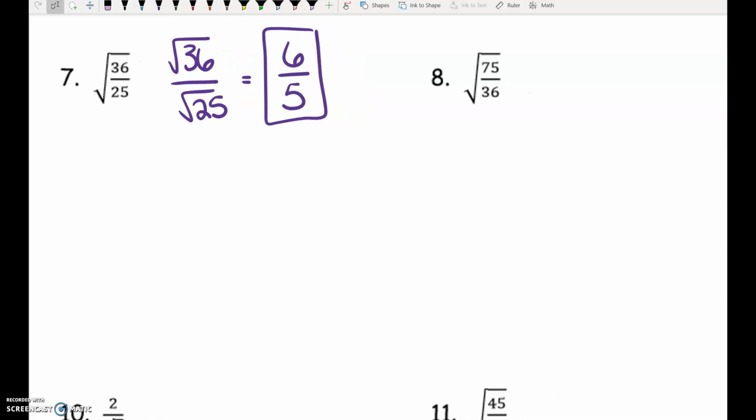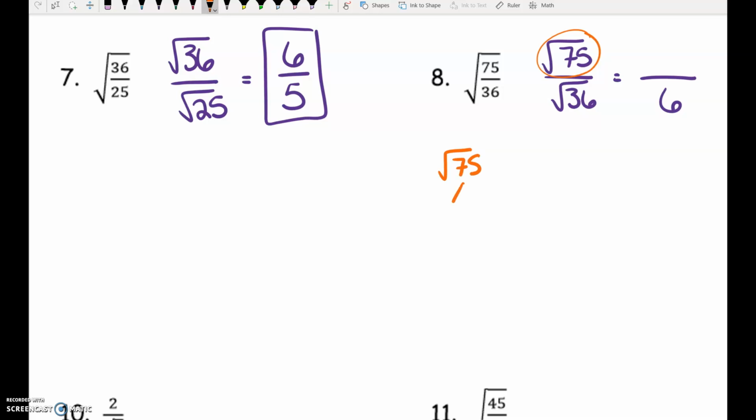Number 8, we have the square root of 75 over the square root of 36. Okay, square root of 36, I know that one. That's 6. Square root of 75, I'm going to go down here below and work on splitting that one up to get my final numerator. How can we split up the square root of 75?